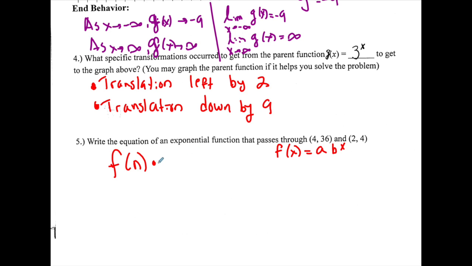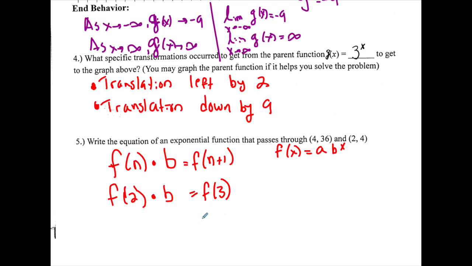Now, in a geometric sequence, and I'm just going to adapt this using b instead of r, if I take f of n and I multiply by b, it gives me f of n plus 1. So if I take f of 2 and I multiply by b, I get f of 3. If I take f of 3 and I multiply by b, I get f of 4. And so on and so on.